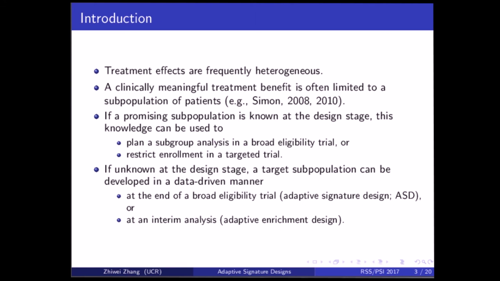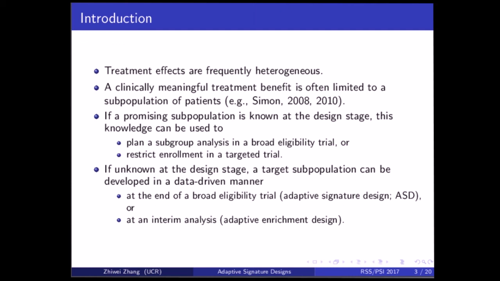So on slide number 3, it is well recognized by now that treatment effects can be heterogeneous. That is, the same treatment can have different effects on different patients. Sometimes a clinically meaningful treatment benefit is only available to a subpopulation of patients. There are different ways to incorporate this consideration into the design of a confirmatory clinical trial. If a promising subpopulation is known at the design stage, this knowledge can be used to plan a subgroup analysis in a traditional broad eligibility trial or to restrict enrollment in a targeted trial, depending on how confident we are about the subpopulation.